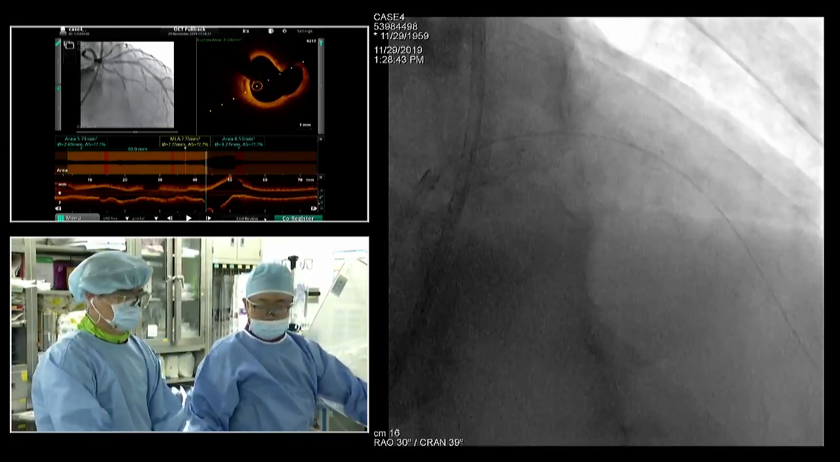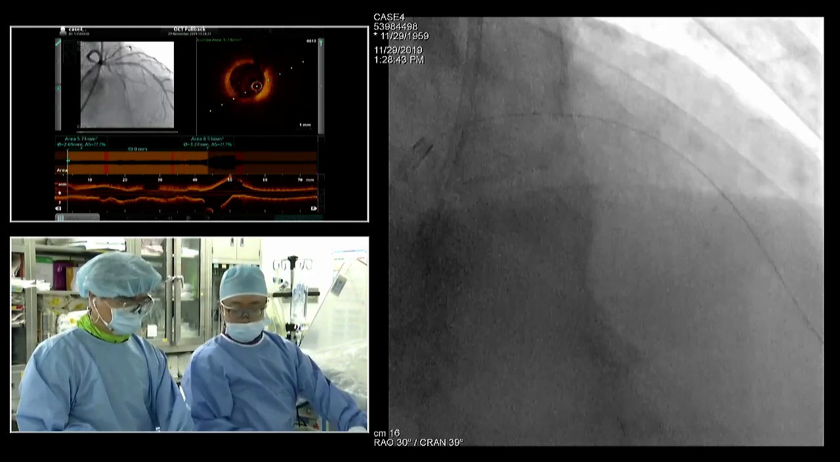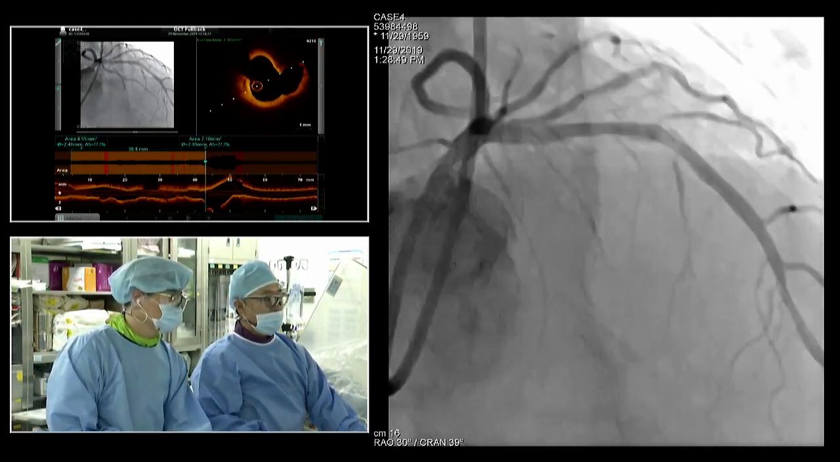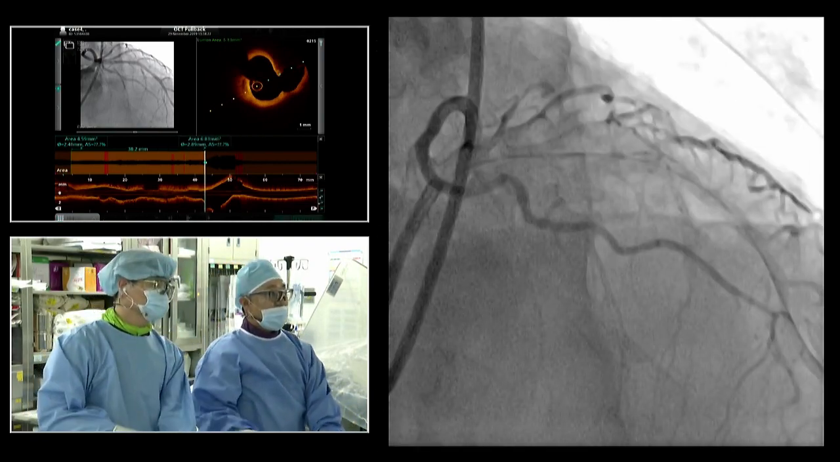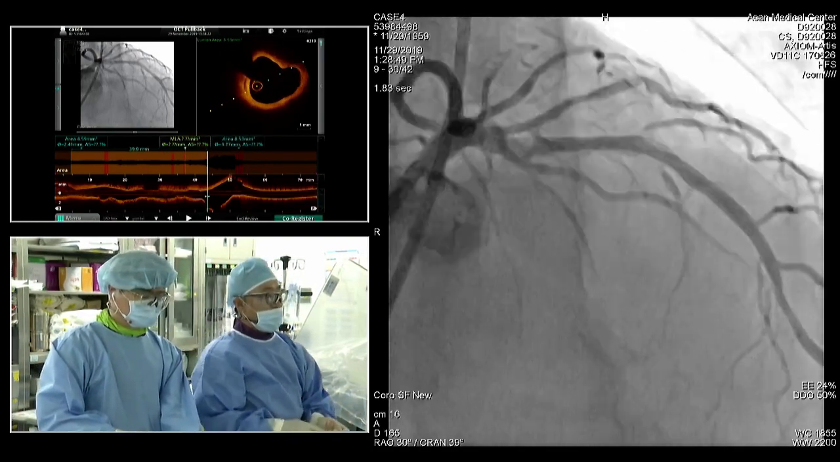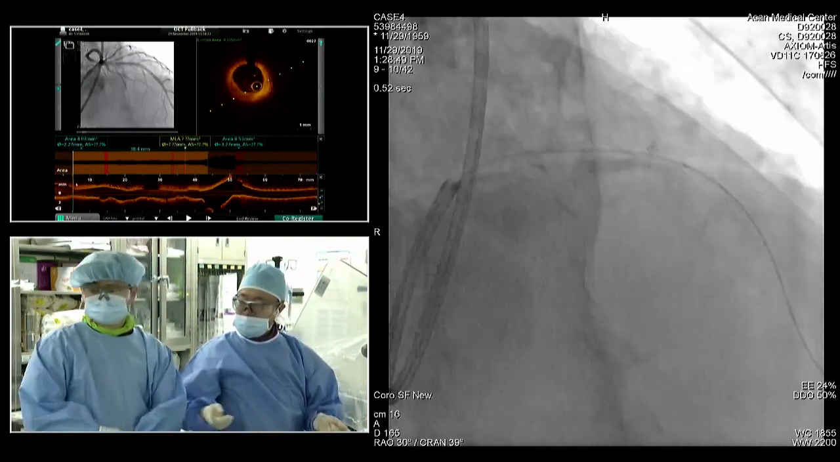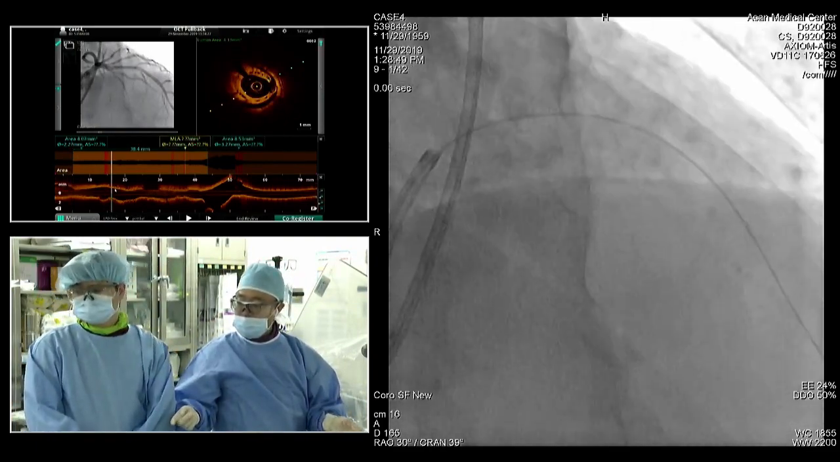Okay, here is again. Ready? Okay, I'm going to put in the drug eluting stent, and this is a 3.5 by 38.